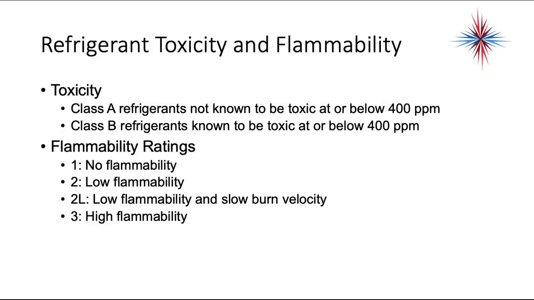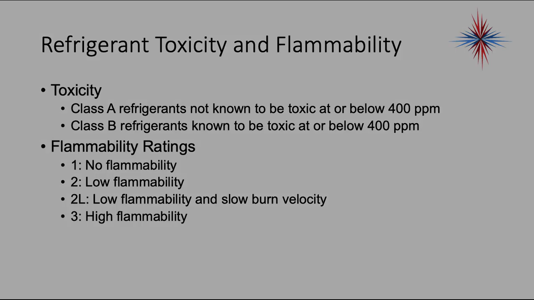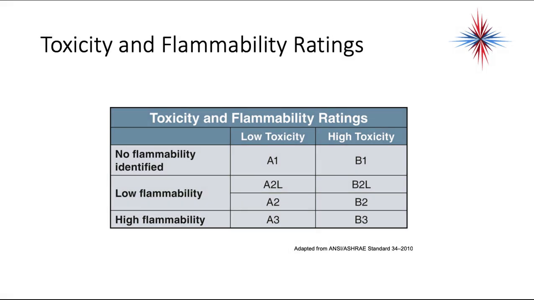Toxicity and flammability is very important for refrigerants too. Class A refrigerants are not known to be toxic at or below 400 parts per million. Class B refrigerants are known to be toxic at or below 400 parts per million. Flammability ratings, all refrigerants are rated on a scale of 1 to 3. 1, no flammability. 2, low flammability. 2L, low flammability and slow burn. 3, high flammability. So every refrigerant is classed A or B and 1 through 3. Low toxicity, high toxicity, and flammability.